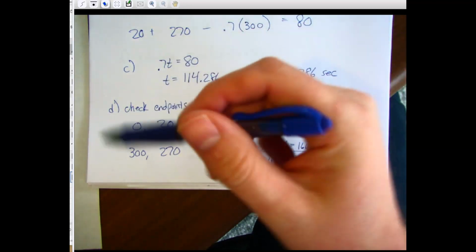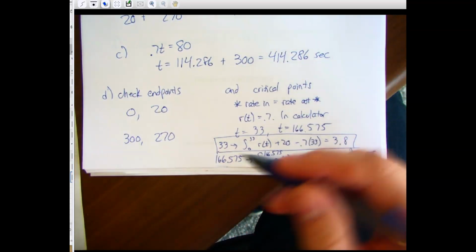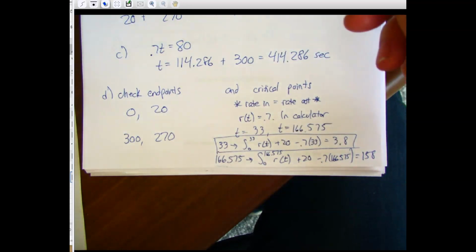Okay, so they want to know when the number of people in line is a minimum. So you are finding an absolute minimum here. When you find an absolute minimum or an absolute maximum, your job is to check the y value of critical points and endpoints.